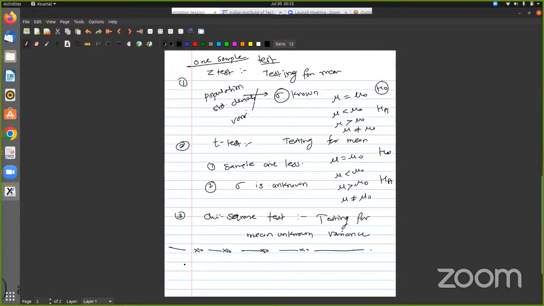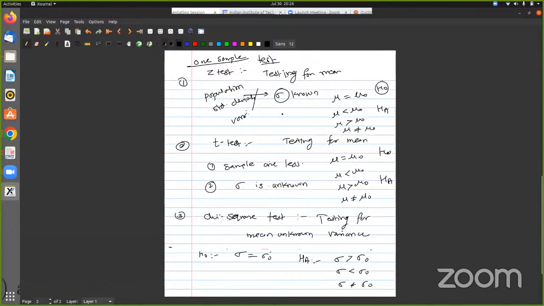Chi-square test. My null hypothesis will be, because this is a test for variance, sigma square equal to sigma naught square, or sigma equal to sigma naught. This is my null hypothesis. And what will be my alternate hypothesis? Either sigma is greater than sigma naught, sigma is less than sigma naught, or sigma is not equal to sigma naught.